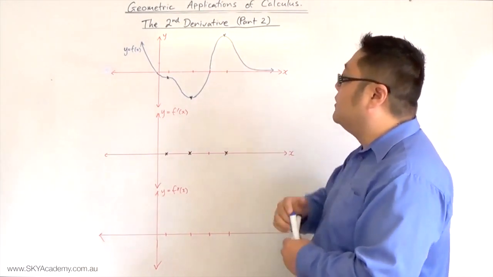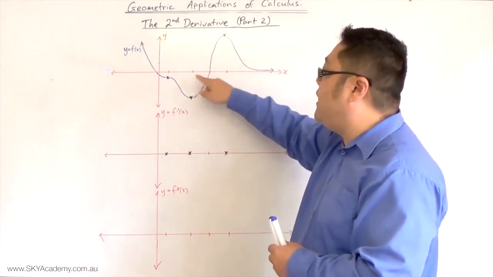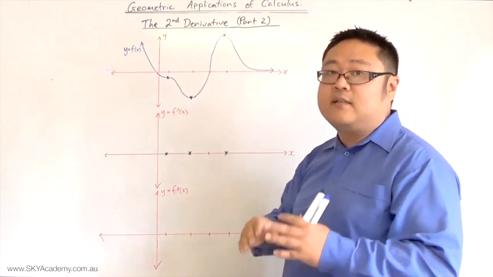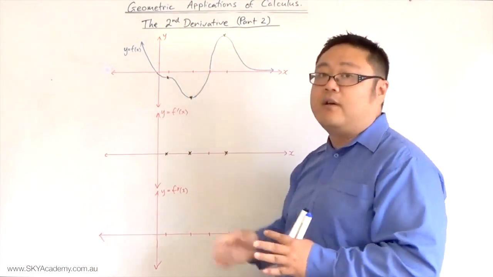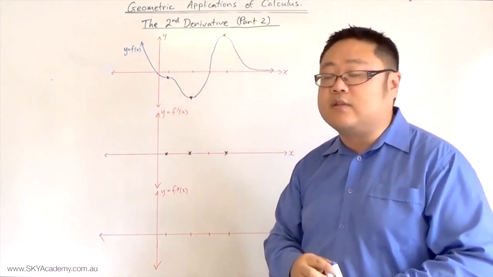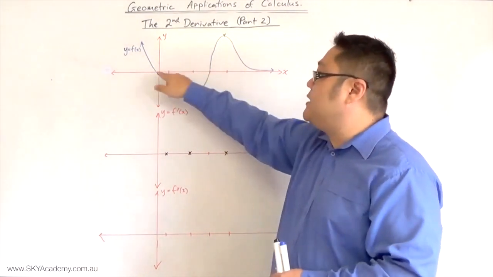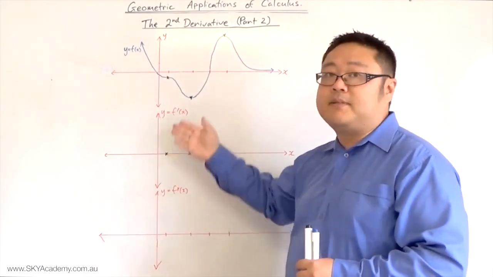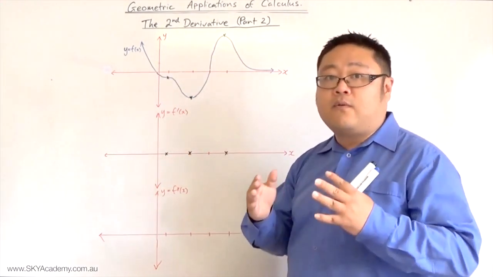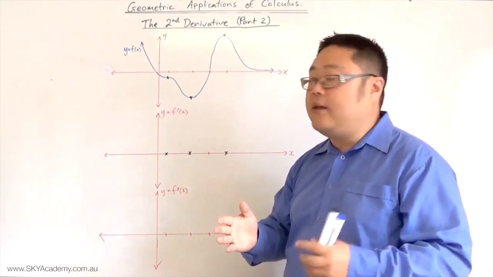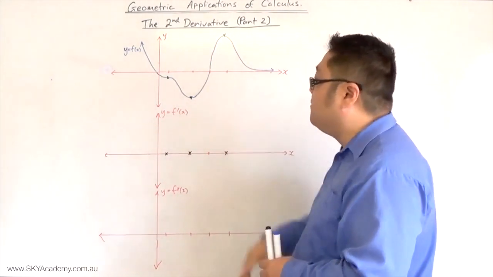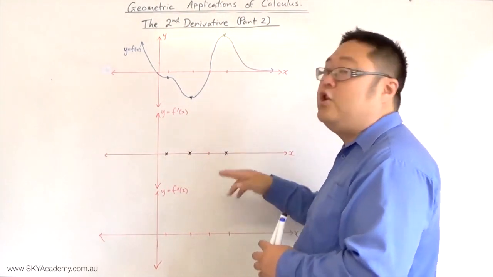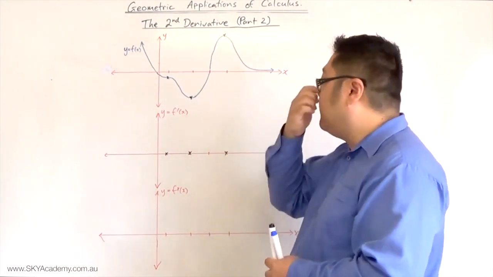Let me make a little point about this. See there and there where the graph crosses the x-axis. They are obviously the roots of this curve, the x-intercepts of this curve. Just because they're the x-intercepts of this curve does not mean that they will be the x-intercepts of the gradient function. Let's just bear that in mind. They're the new roots of the gradient function.